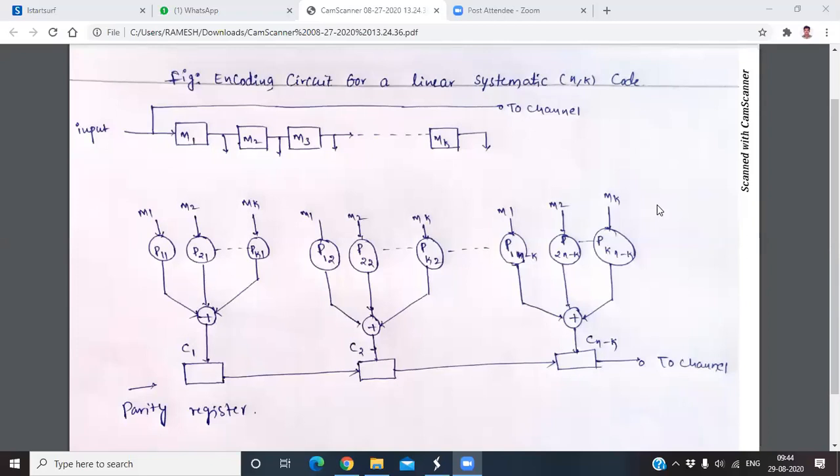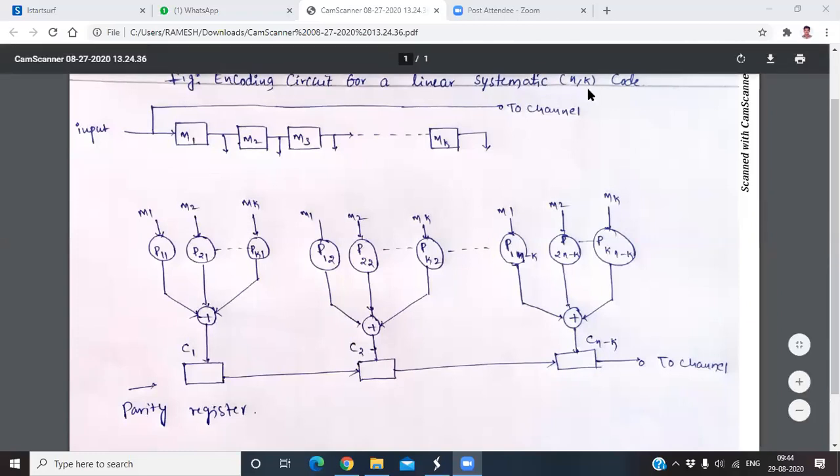Suppose there is no generator matrix given, it is an (n,k) block code. For an (n,k) block code, we know the general representation for the submatrix P, and based on these check bits, you have to draw the encoder circuit for a systematic (n,k) code. Now look at this. How many message bits for an (n,k) code? Please respond. K message bits.